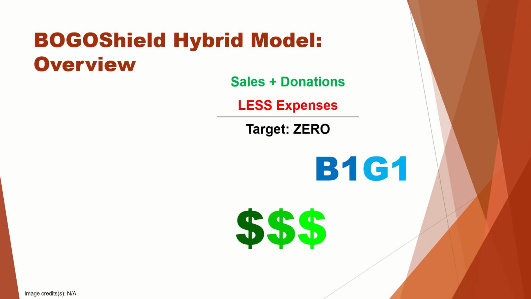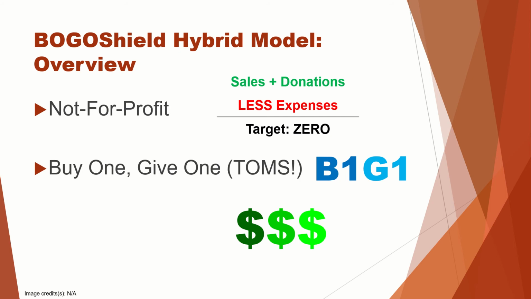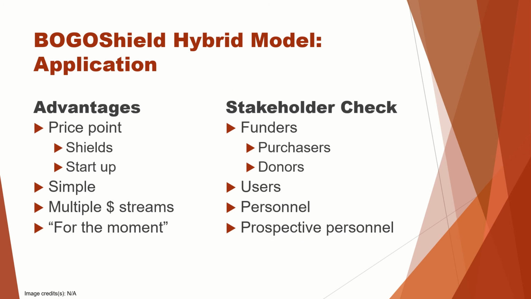What we came up with is what we're going to call the BOGOShield hybrid model. Here's a quick overview. It's not for profit, so basically all that's got to happen is our inflows, which is sales and donations, less our expenses, need to end up being zero. Buy one, give one, or the classic one-for-one model as originally instituted by Tom's or Tomorrow's Shoes, so buy one, give one, and then optional donation. And this is the basic structure of our model, and we'll explain here why this works for everyone. The key is how it applies.